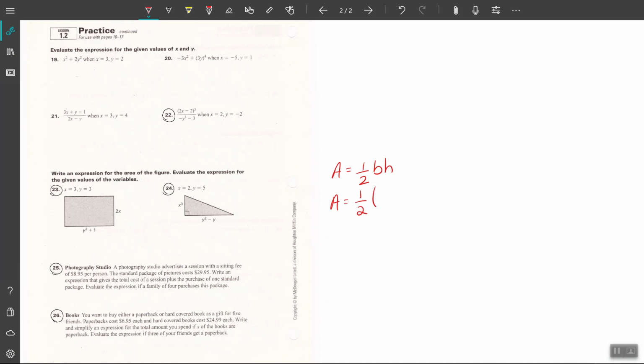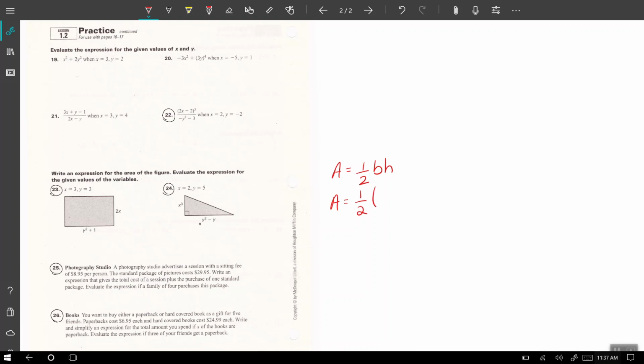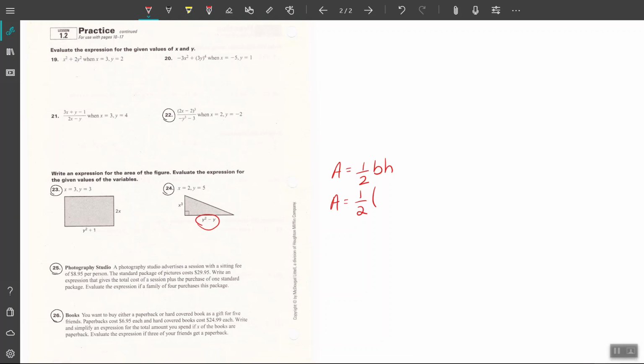The base is always what the triangle is sitting on. So the surface that it is sitting on, like on the ground, if you were to take that triangle and lay it on the ground, what side is down? That's what we call the base. And then your height is that x cubed, the height of the triangle. In this one, it's just that side length.